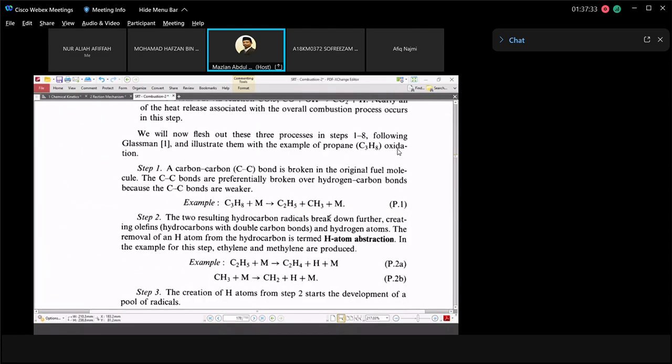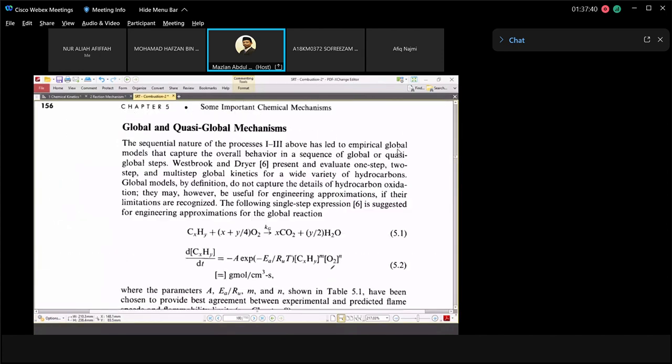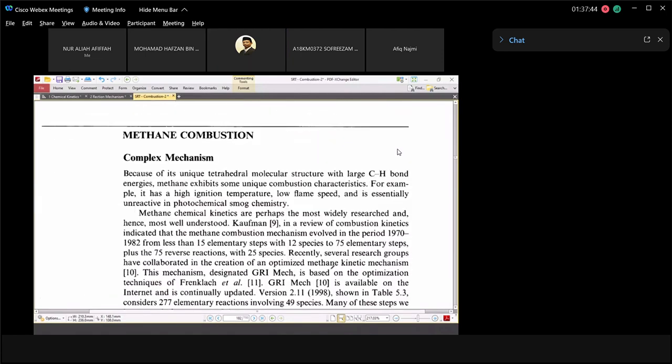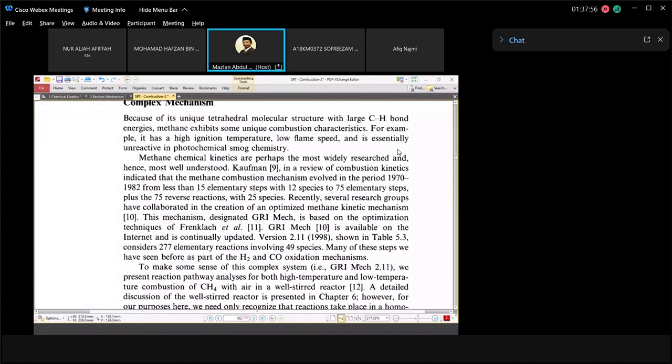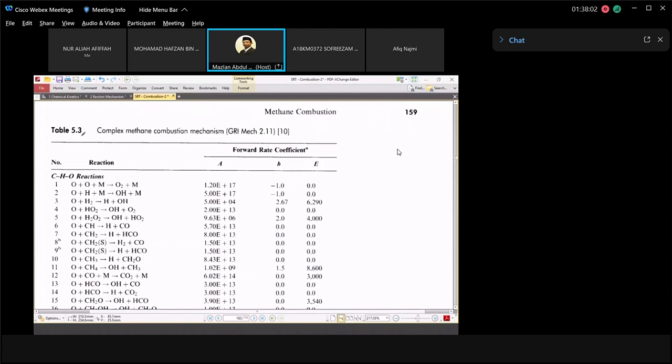Where is your methane? This particular one, okay, methane combustion. They have GRI-Mech. Okay, this is just a mechanism. Now, okay, this is an example of a methane combustion mechanism.